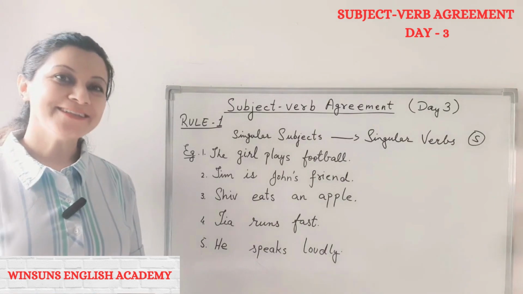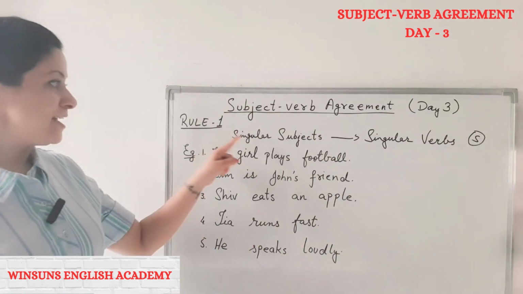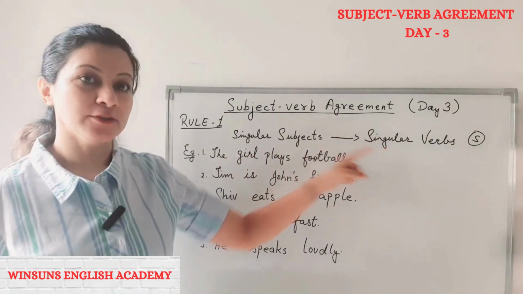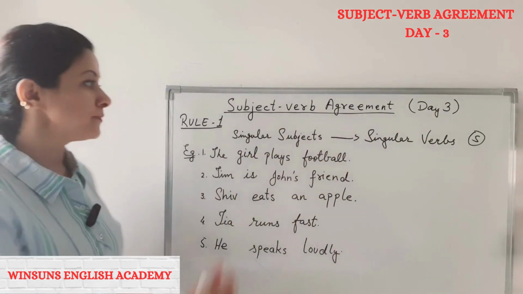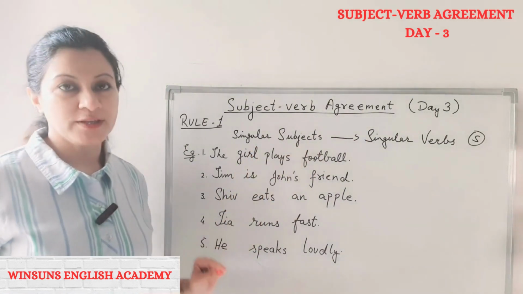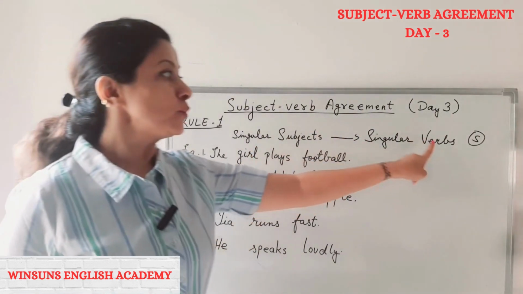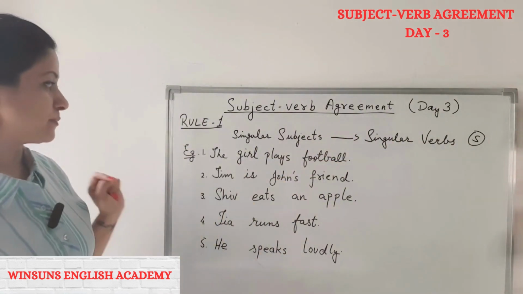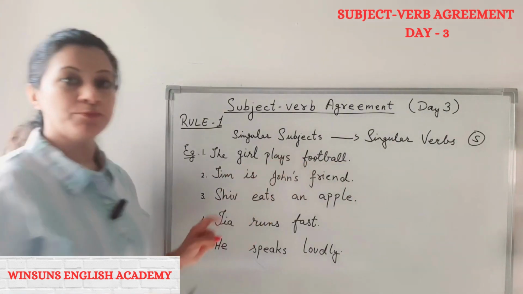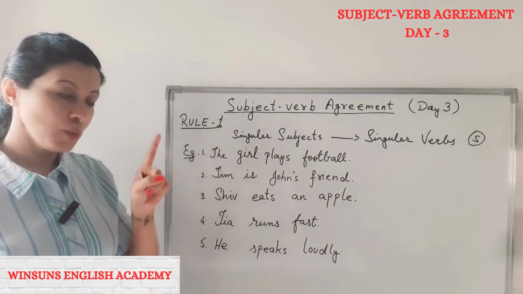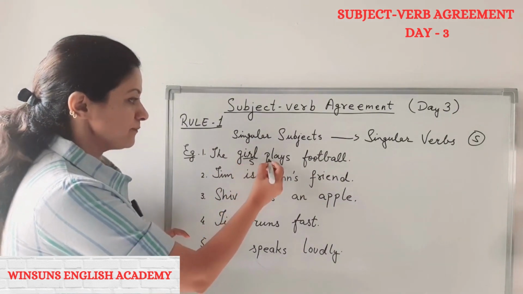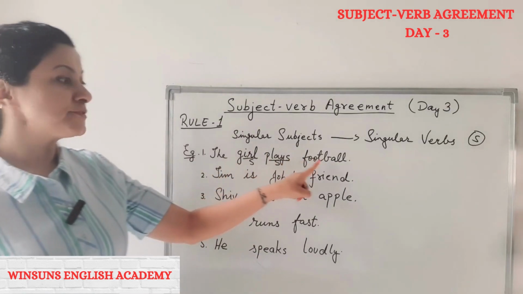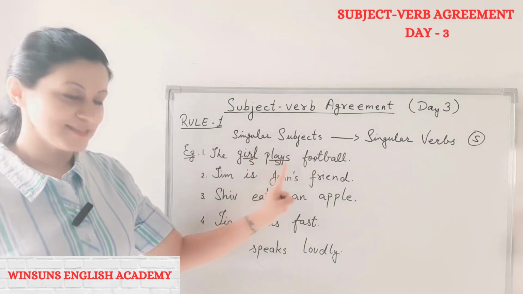Let us look at rule 1 that says singular subjects take singular verbs. Singular, singular. They have to match. Now, singular subjects do not have an S. However, singular verbs always have an S. Now let us look at these examples. The girl plays football. The girl, how many? 1. So it's singular. So the girl plays football, not play football, plays.